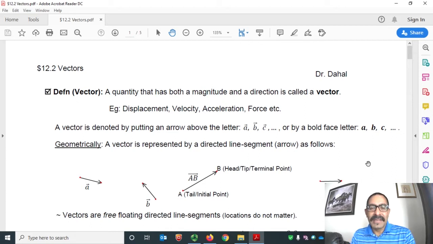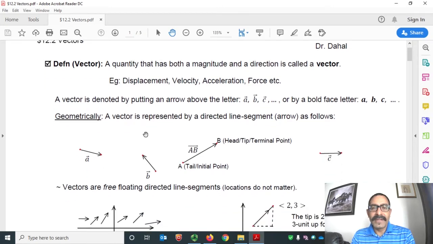A quantity that has both a magnitude and a direction is called a vector. For example, displacement, velocity, acceleration, force, etc. are vector quantities. A vector is denoted by putting an arrow above a lowercase letter, for example, vector A, vector B, vector C, or by a boldface letter: boldface A, boldface B, boldface C, etc.